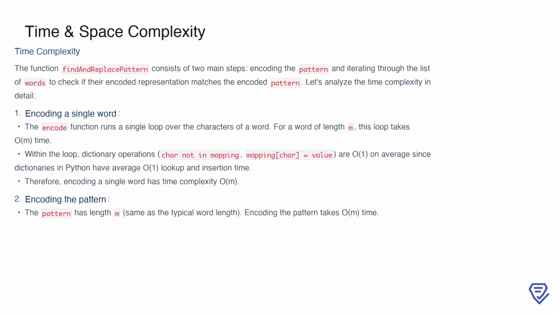The time complexity of the find and replace pattern function involves two primary components, encoding the pattern and iterating through the list of words. To begin with, the encode function processes each character in a single word using a loop. For a word of length m, this loop operates in O(m) time. Since dictionary operations like checking if a character exists or adding a mapping have an average time complexity of O(1), the overall time complexity of encoding one word is O(m). Similarly, encoding the pattern, which is of length m, also takes O(m) time.